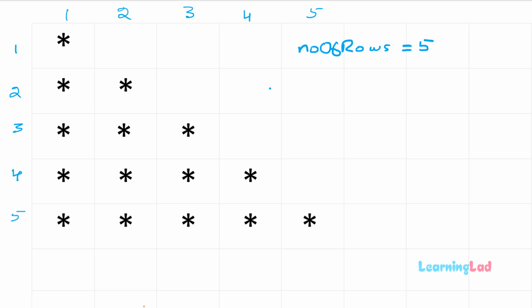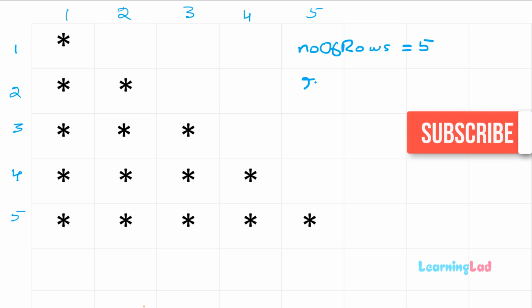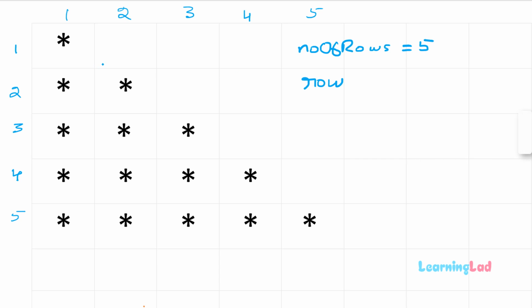So here we need to store the row number. We need to know which row number we are printing, and that's why we're going to use another variable and call it row. Now as I said before, we will be printing the required columns in all the rows.